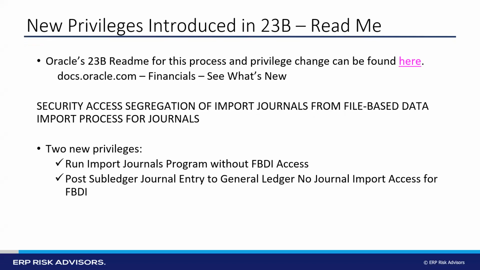The title of the new process is Security Access Segregation of Import Journals from File-Based Desktop Import Process for Journals. So as we said, this issue came from the Customer Connect enhancement that was logged September 2020.